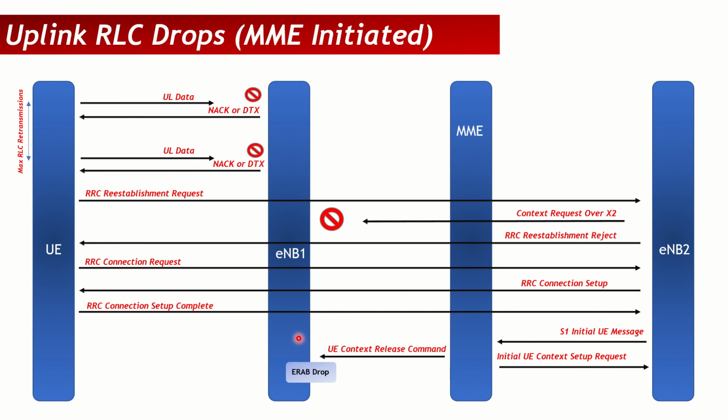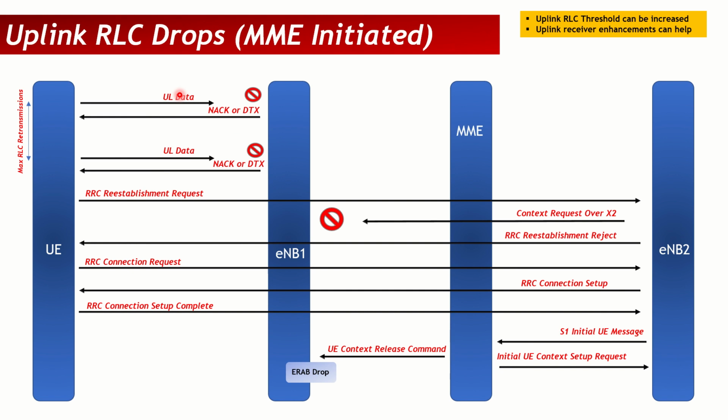While actually this is a radio drop. It was an uplink radio drop, which eNode B1 was just not aware of. So it will peg it as an MME abnormal release, while it was actually a radio drop. And once the MME has done that, MME will send initial UE context setup request, which will start the ERAB setup for this UE on eNode B2. So in this way, the eNode B1 will peg a drop, which will be an MME initiated drop, but as we can see, the issue was something on the radio, mostly in the uplink.